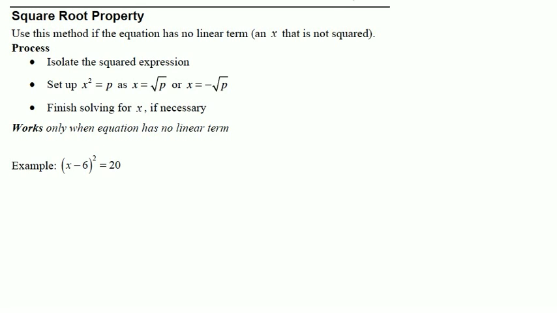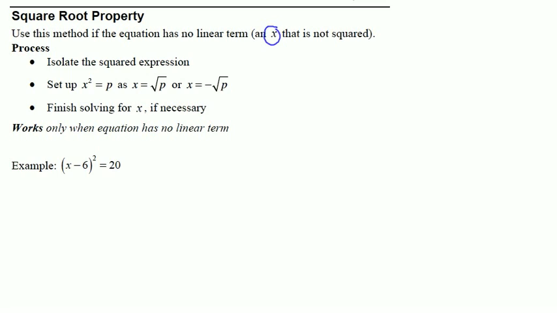The square root property is the first method we're going to look at for solving quadratic equations. This should only be used on an equation that does not have a linear term, that is, an x term that is not squared or part of some squared expression. We'll look into why after we've gone through the process once.